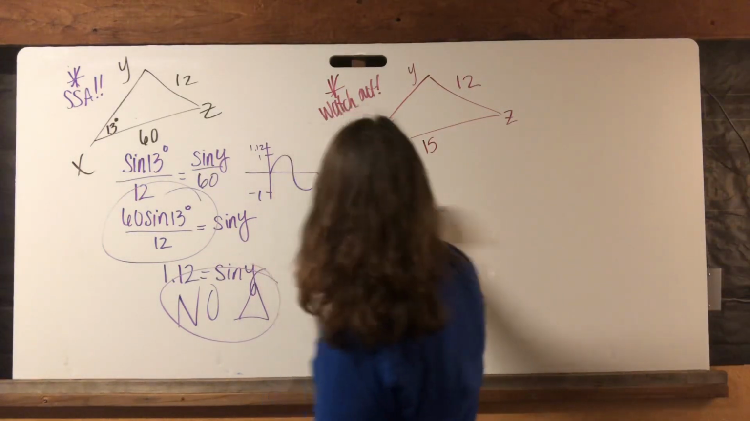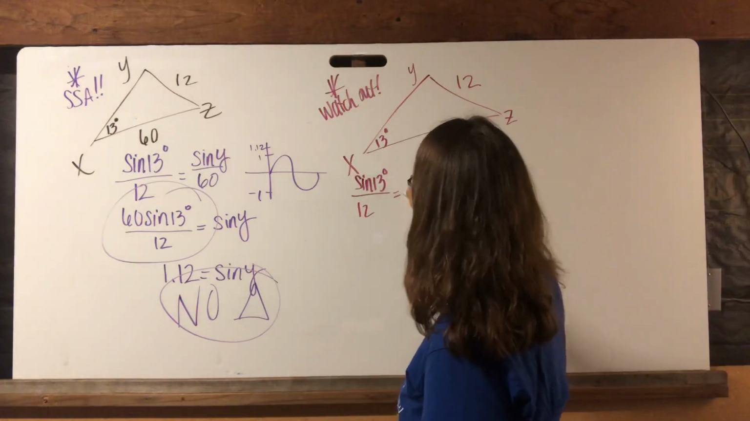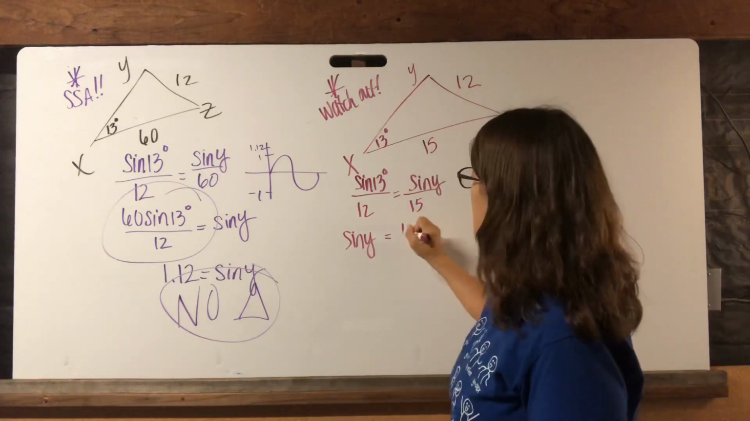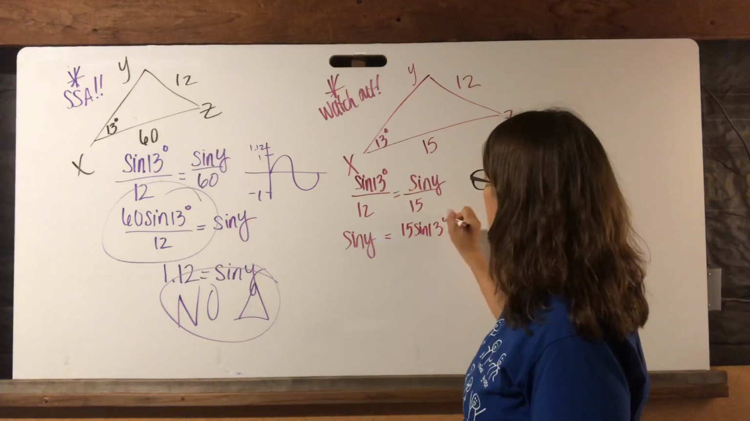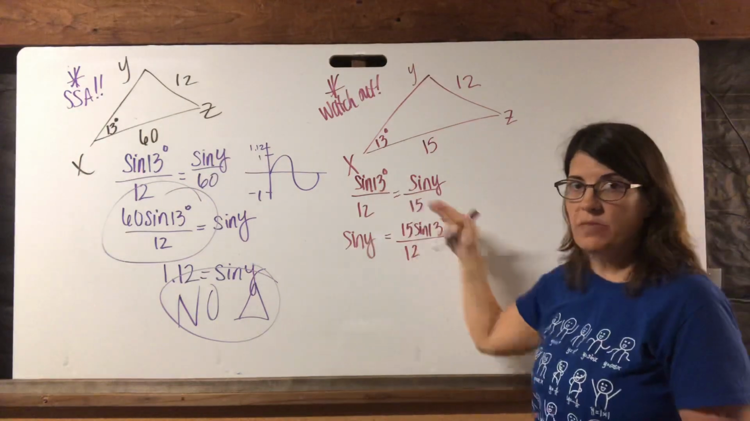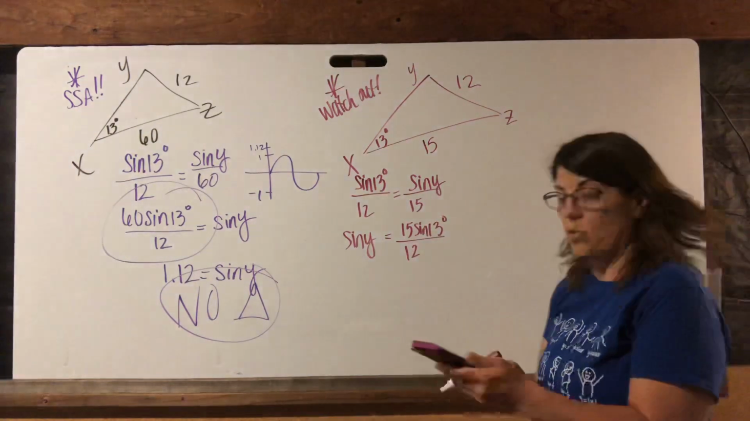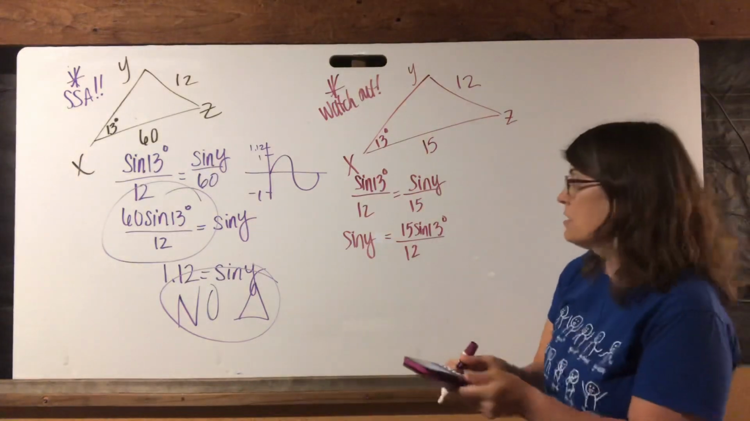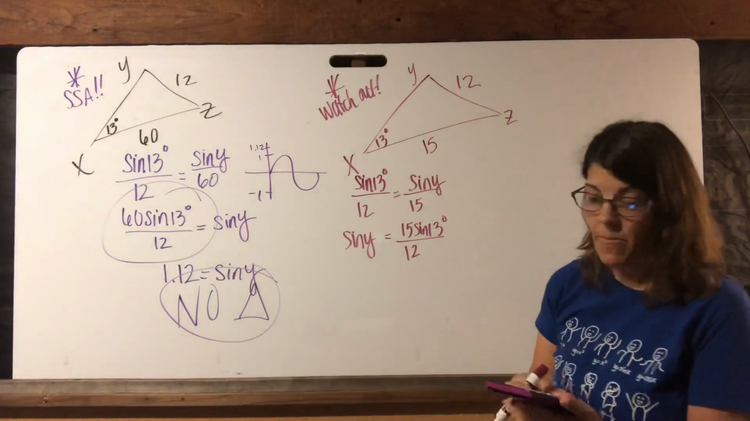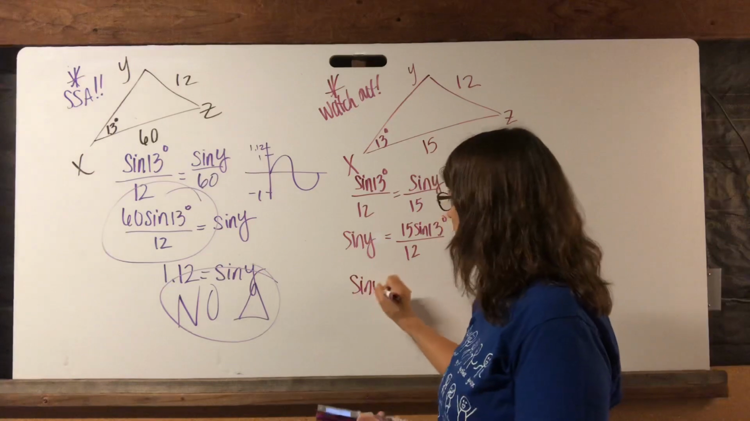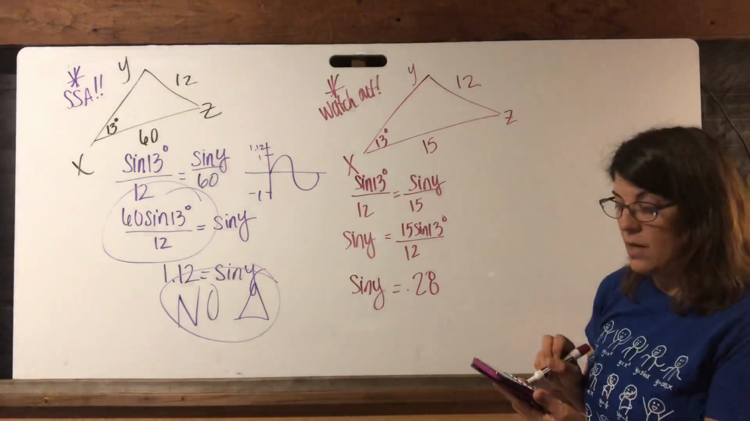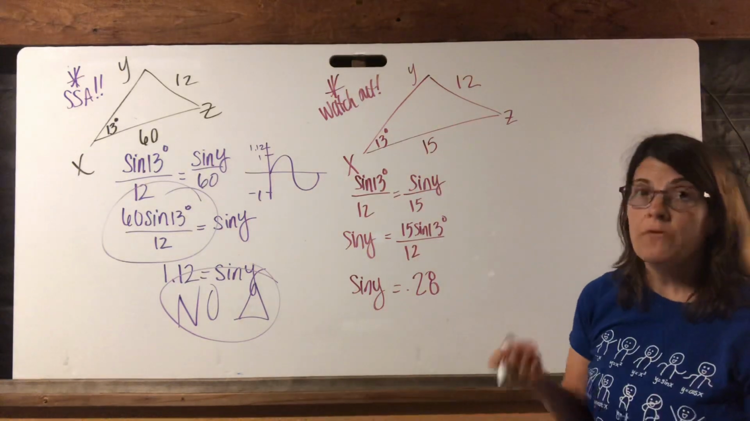Sine of 13 over 12 is equal to the sine of y over 15. So the sine of y is 15 times the sine of 13 over 12. If you're trying to keep up, you shouldn't have to be keeping up, right? This is just a bunch of basic algebra. Here we go. Keep it in your calculator. 15 sine of 13 divided by 12. Okay, so the sine of y is 0.2811888179. Inverse, because you're looking for the angle measure.